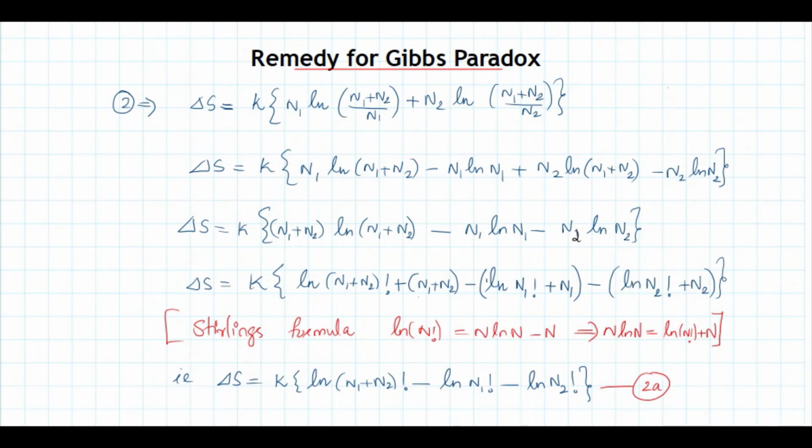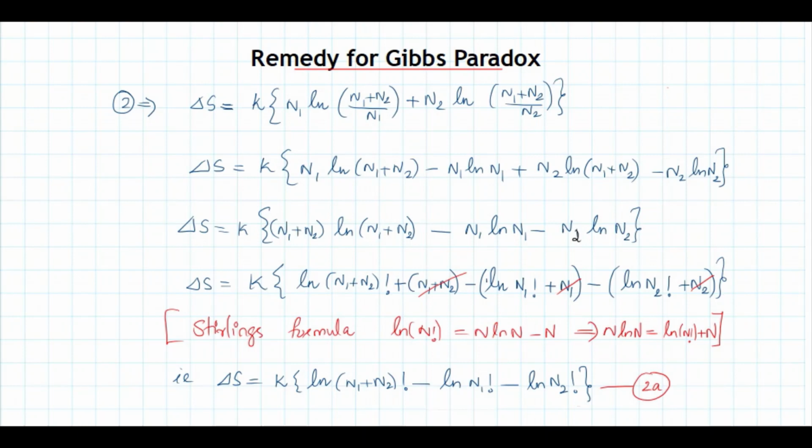These terms n1 plus n2 will cancel with this minus n1 minus n2. This is plus n1, you will have a minus n1 here. This is plus n2, you will have a minus n2 here. That will cancel. Remaining is delta S equal to k into [log (n1 plus n2) factorial minus log n1 factorial minus log n2 factorial]. Call this equation 2a. I rewrite this delta S in an alternate, factorial form. It is the same equation 2, but I rewrite it in a different form.